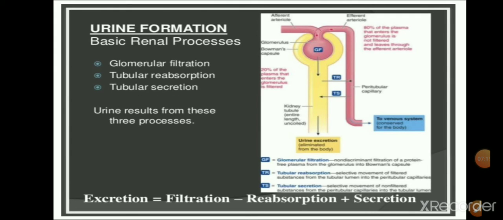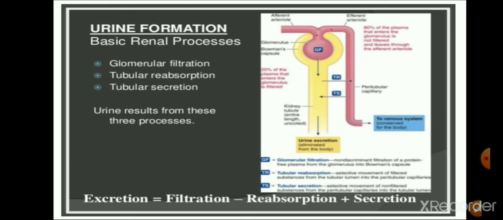Urine formation. In the end we have a topic, the mechanism of urine formation. Let us discuss this. There are three basic steps. The first is glomerular filtration. Glomerular filtration takes place in the glomerulus or Bowman's capsule, where 20% of the plasma from the blood gets filtered.